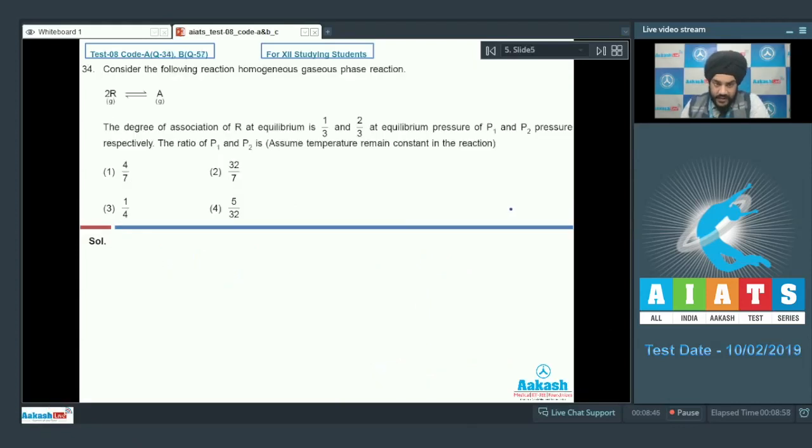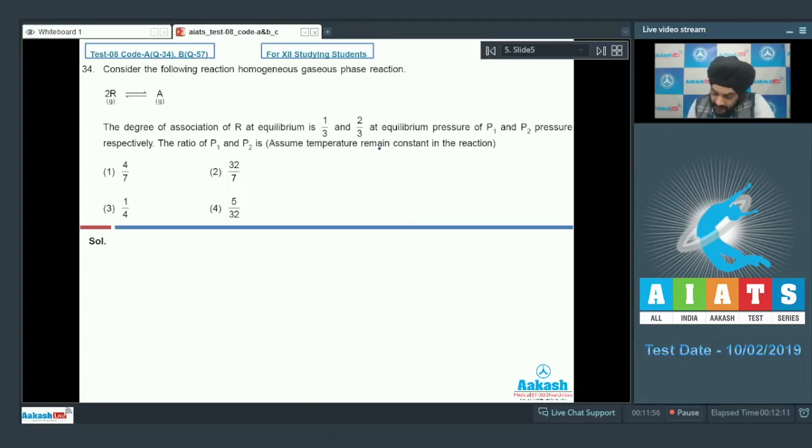Let us look at the next question, question number 34. Consider the following given homogeneous reaction. So we have 2R converting into A, both are in the gaseous phase. So it is mentioned to us that the degree of dissociation of R at equilibrium is 1/3 and 2/3 at equilibrium pressure of P1 and P2 respectively. So we have to comment on the ratio of P1 is to P2. So we have to assume that the temperature remains constant during the course of the reaction.